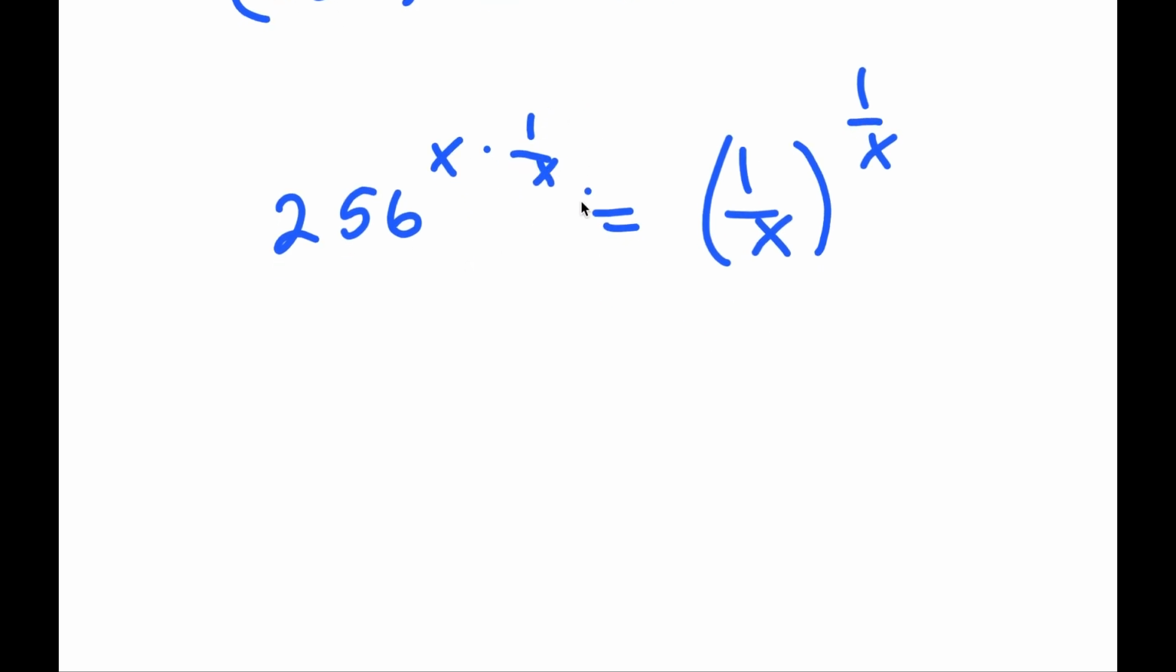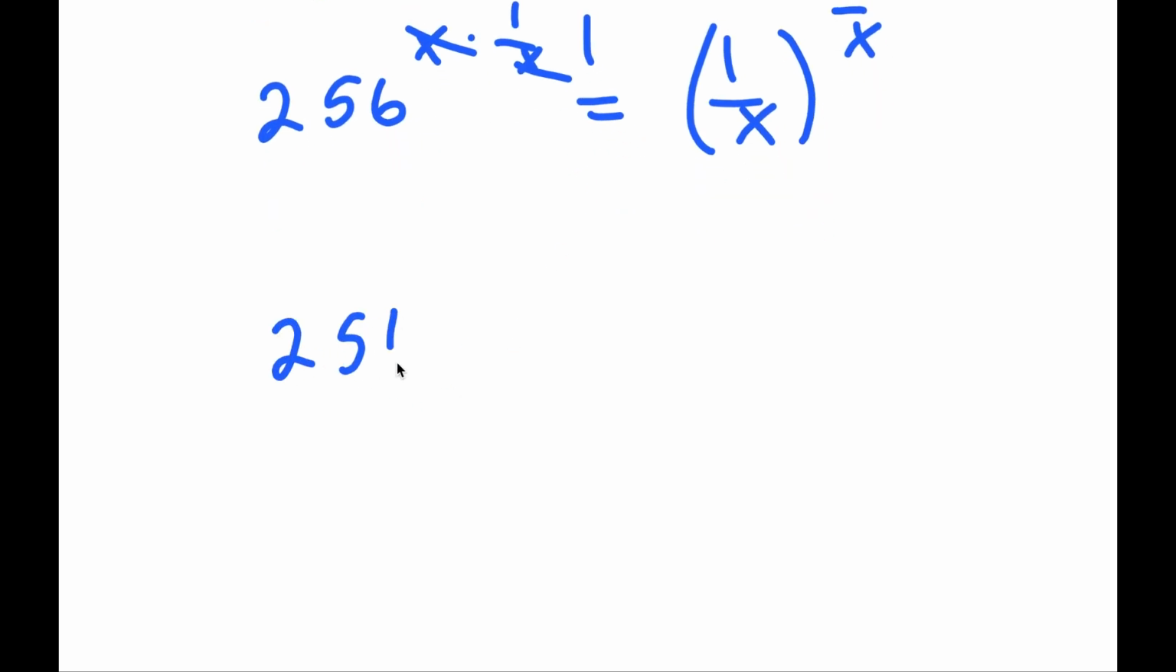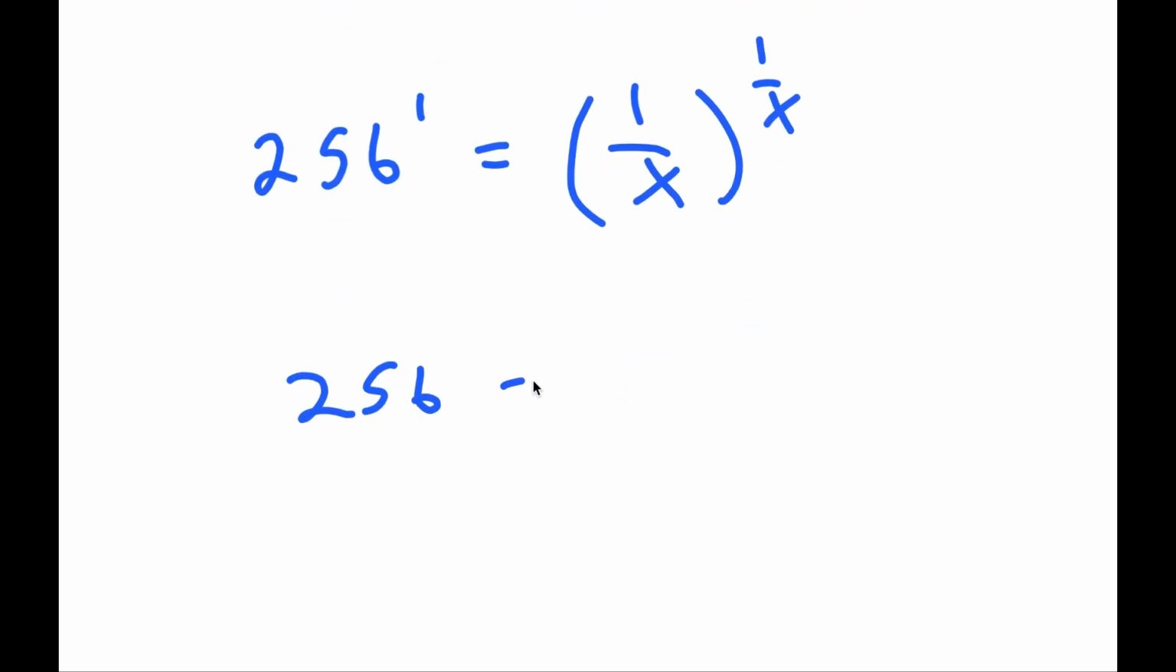And x times 1 over x, well, these two are reciprocals of each other, meaning the numerators and denominators are swapped. So whenever you multiply two reciprocals, it always equals 1. So I'm left with 256 to the power of 1 is equal to 1 over x to the power of 1 over x. And 256 to the power of 1 is just 256.